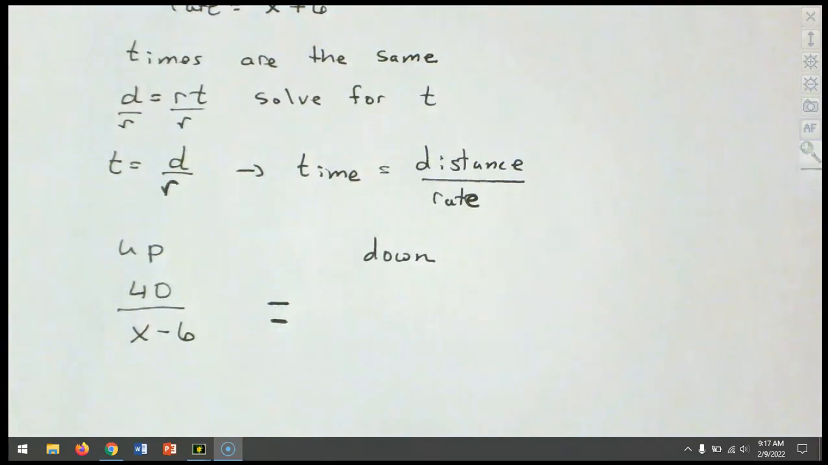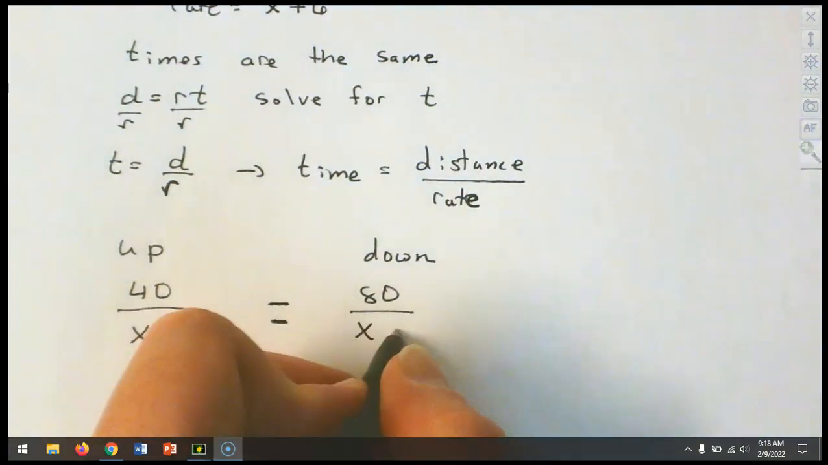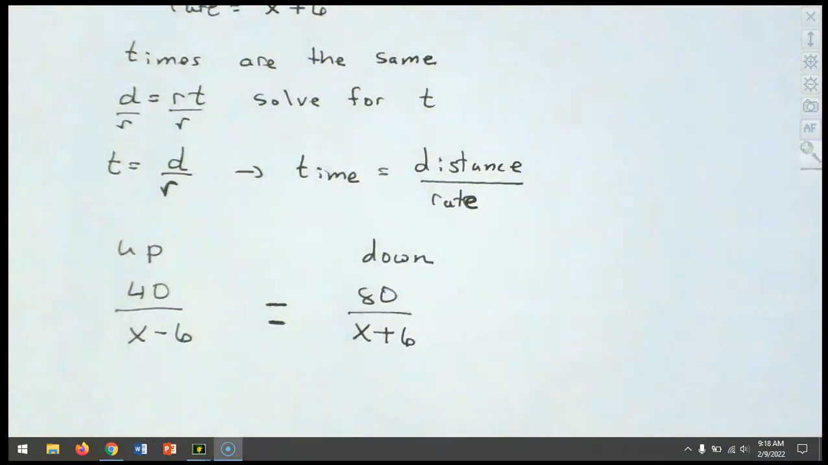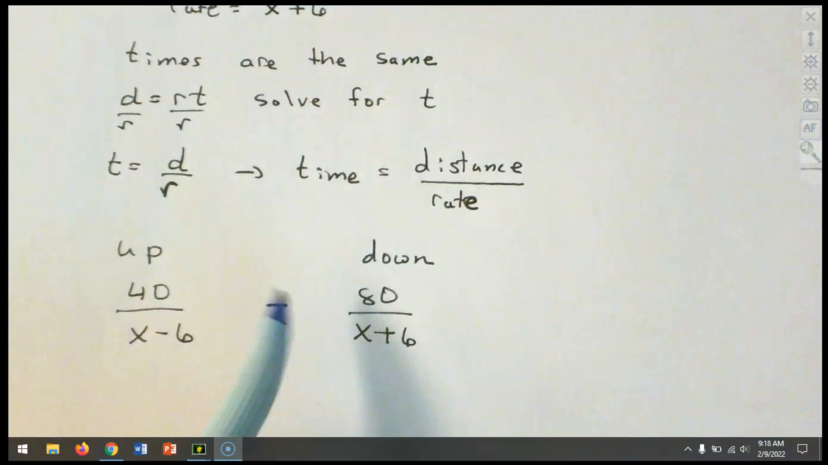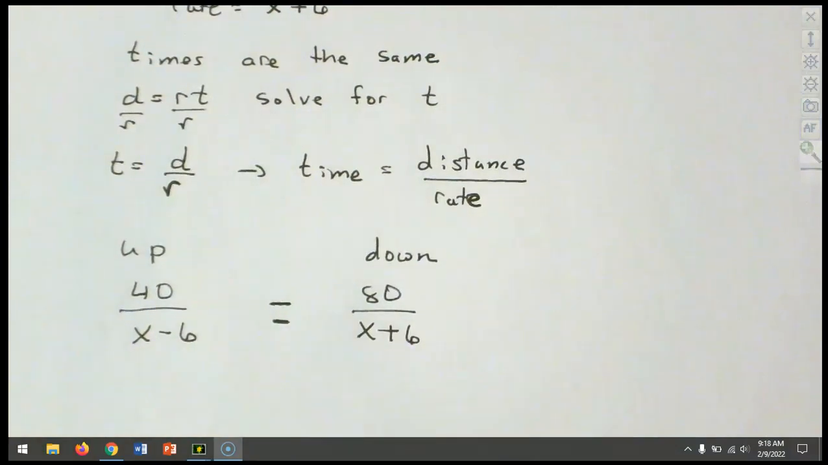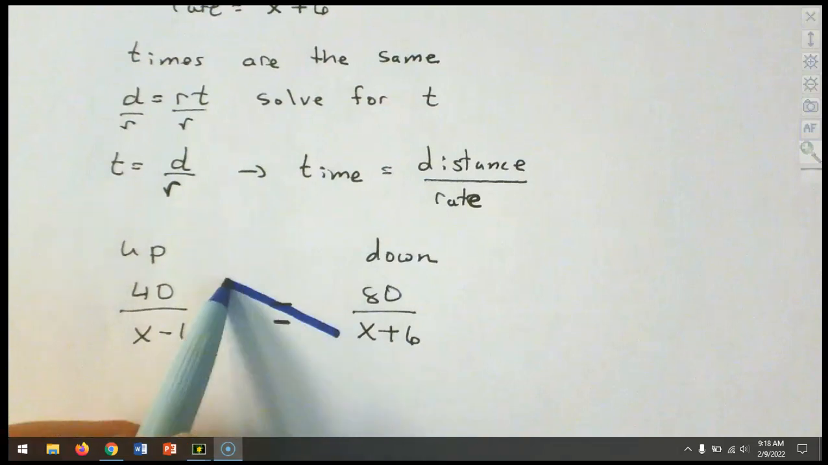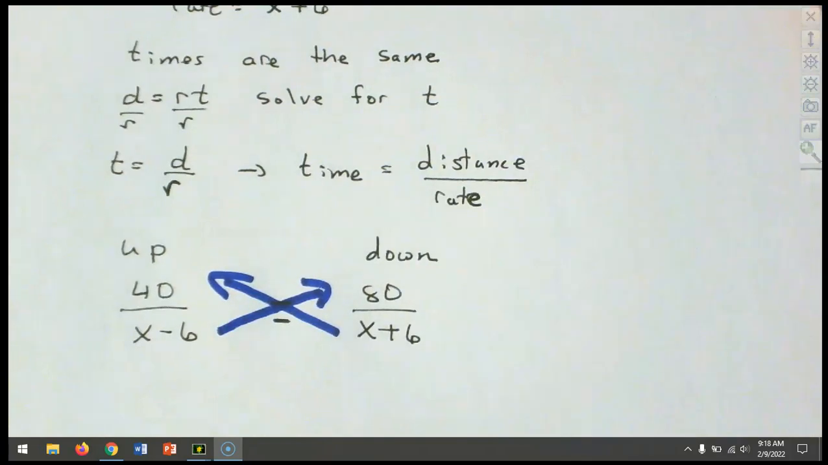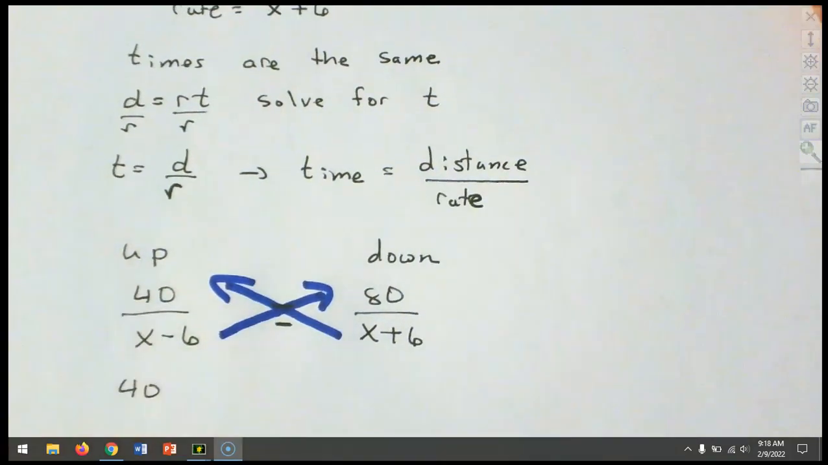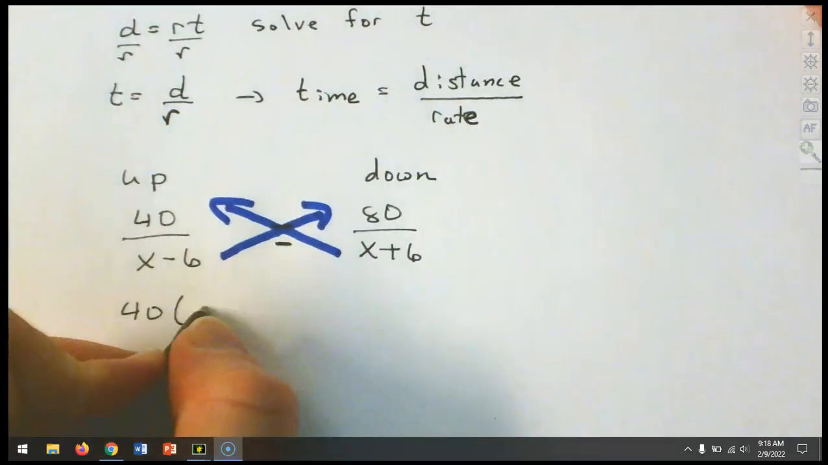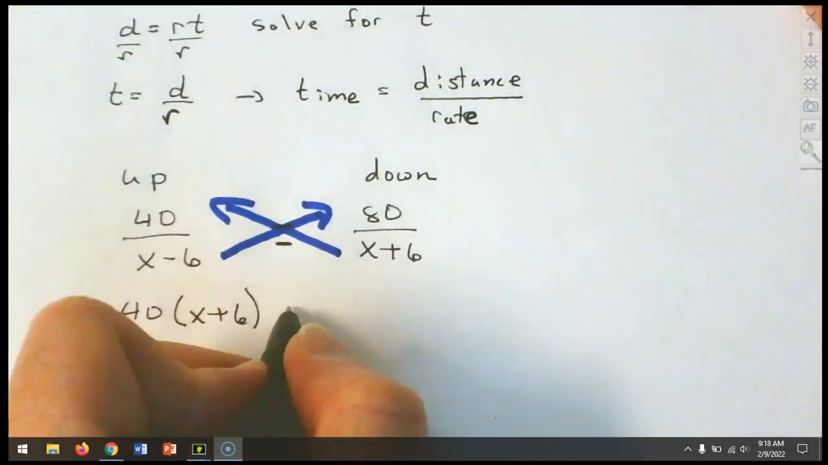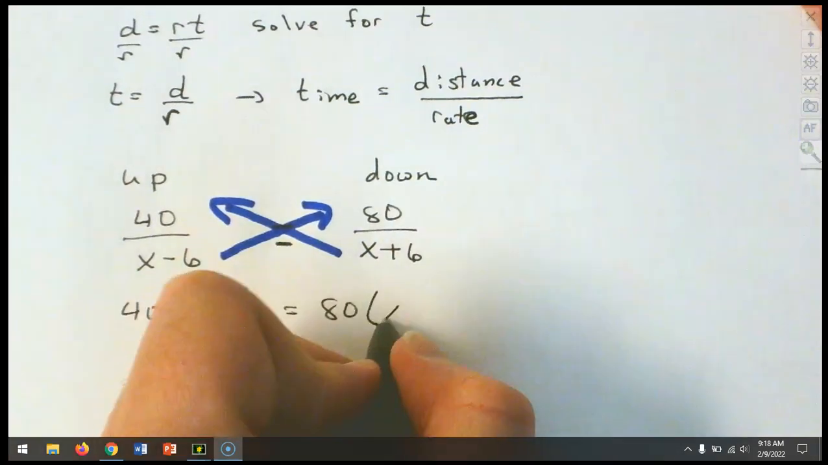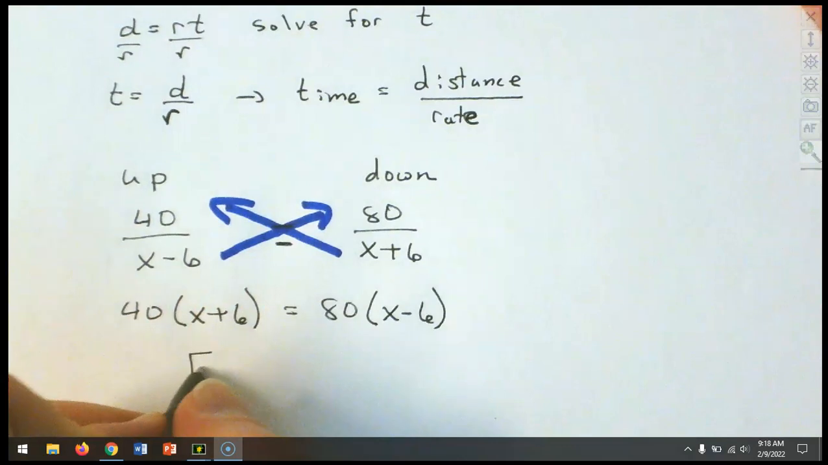What about traveling downstream? What's my distance downstream? 80. And what's the speed going downstream? X plus 6. I'm going to do one more step, and then you can finish it. How do we solve this? I know it might have been a bit since we looked at these. Yes, we cross multiply. Okay, that'll clear out your fractions. So we're going to cross multiply. That's going to leave you now with 40 times x plus 6 equals 80 times x minus 6, and you can finish it from here.